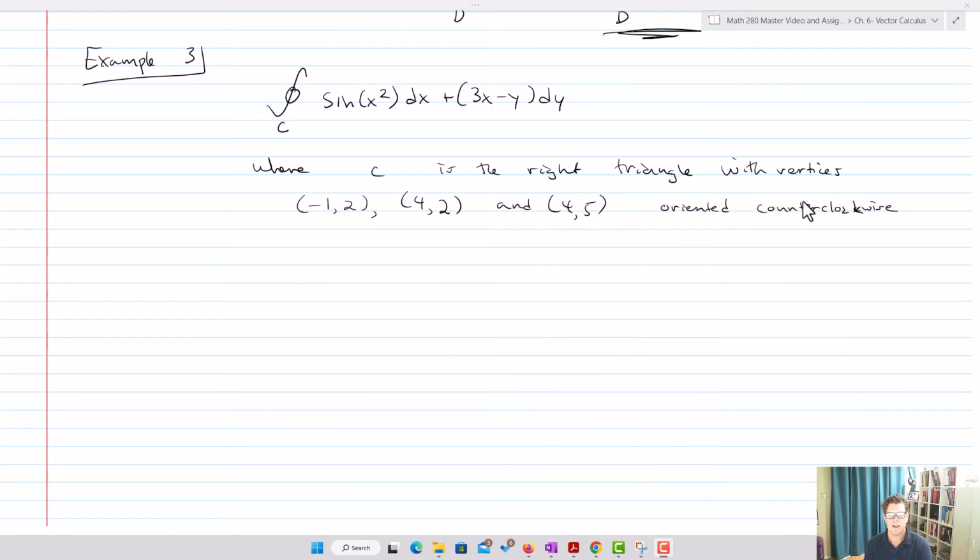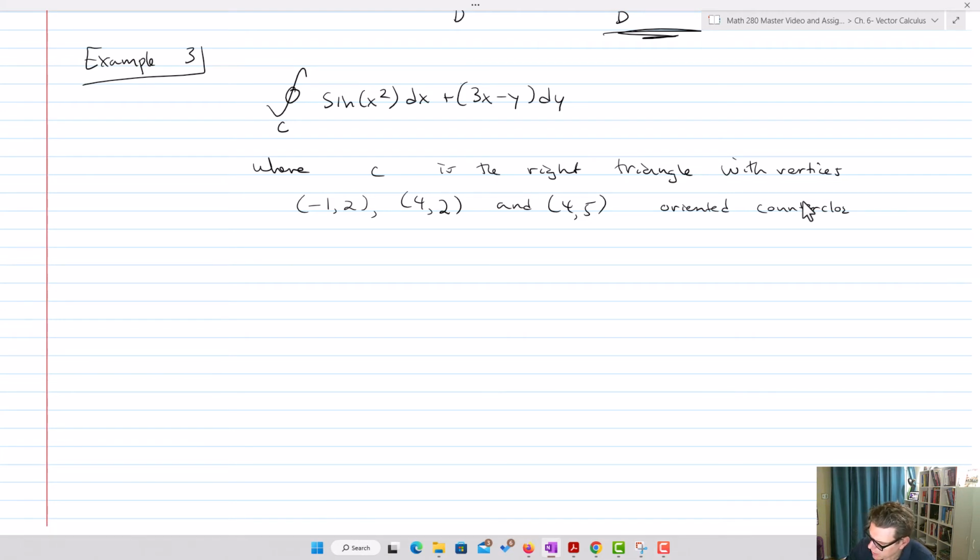So let's take a look at a third example. Let's suppose we want to find the line integral around a curve C of sine x squared dx plus (3x minus y) dy. You can tell that that's not a conservative vector field, by the way. Go ahead and figure that out on your own. Where C is the right triangle with vertices (-1, 2), (4, 2), and (4, 5), oriented counterclockwise.